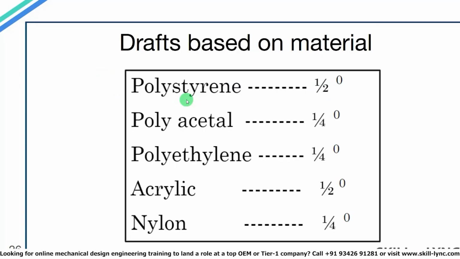Draft angles also depend upon the material properties itself. For example, it will be more difficult to eject stiffer materials, so higher draft angles are provided when working with such materials. Here you can see the draft angles given for various plastic types.